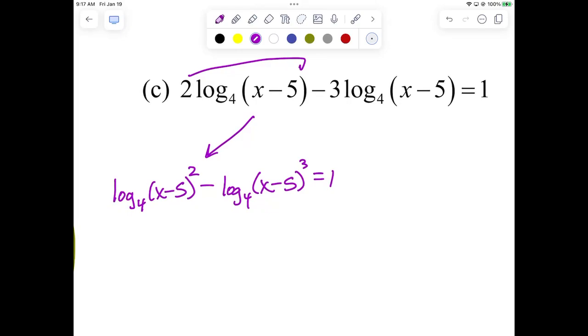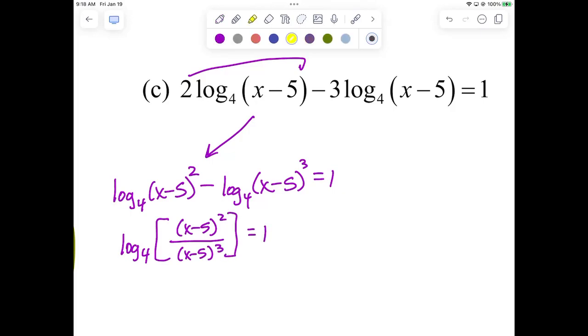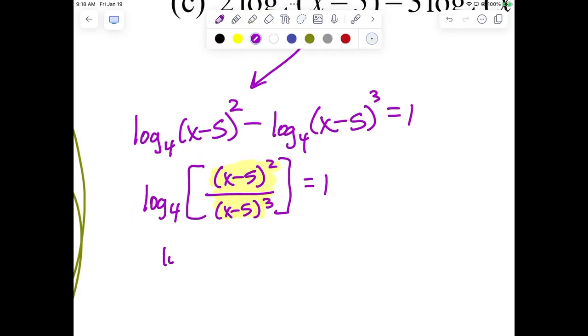All right, now I can condense. This is log base 4 of the positive terms argument goes in the top, the negative terms argument goes in the bottom, and that equals 1. Now, look to simplify. Those are the same factor, aren't they? So does that simplify?